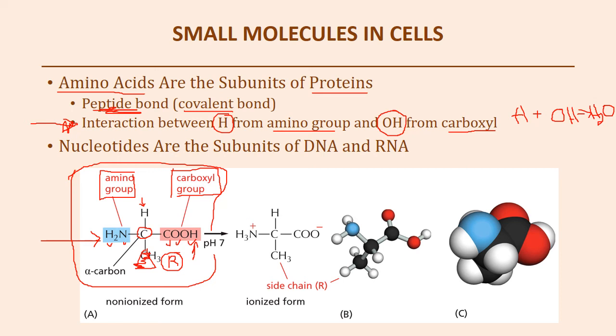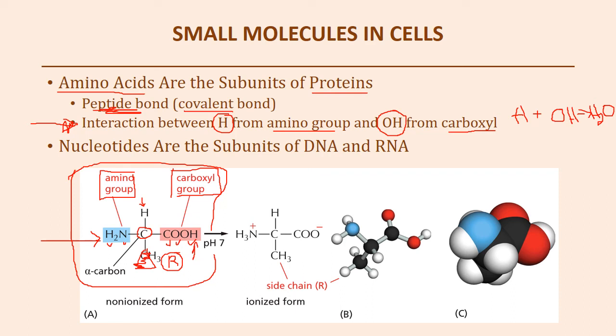Now, we're going to talk more about proteins over and over again. So for now, I'm just going to leave it here: the fact that they're composed of amino acids, that they have a peptide bond, and that they're very specific when it comes to removing their hydrogen from the amino group and the hydroxide from the carboxyl group. We're going to discuss that more in chapter 4.